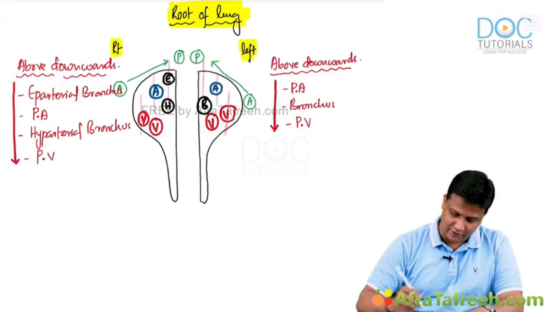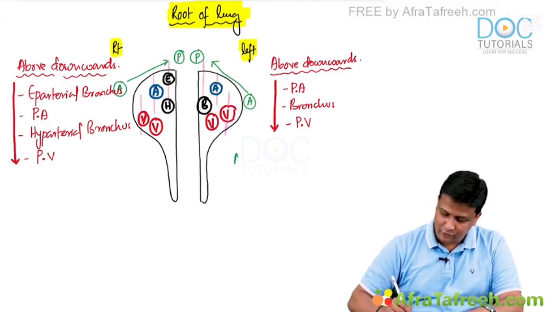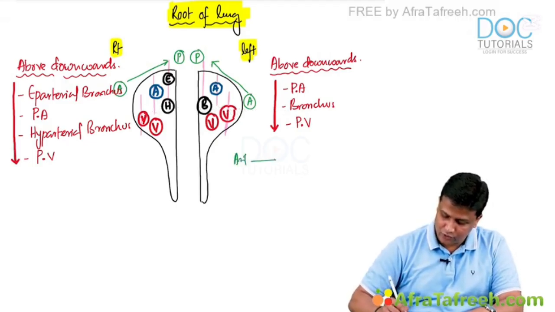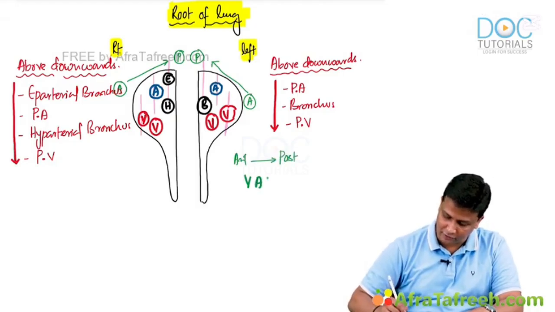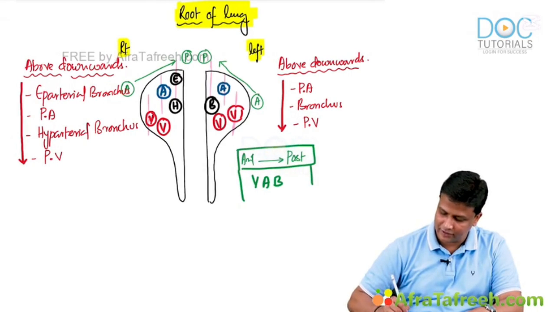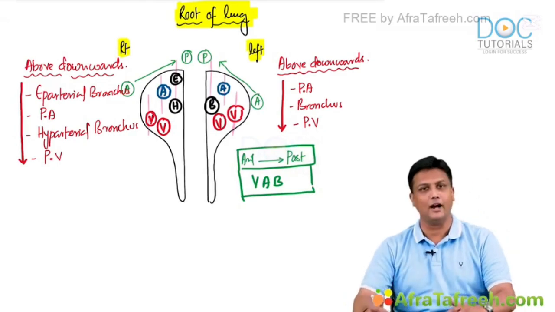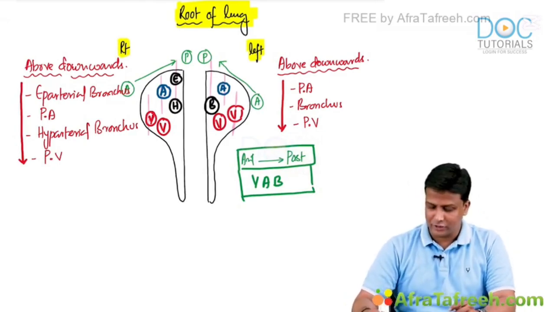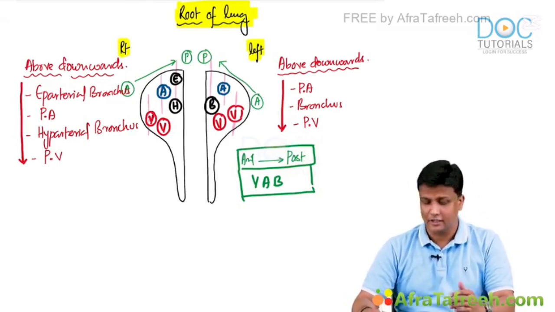So, let us write it here and finish it off. When you are going from anterior towards posterior, the arrangement of the structures will be first the vein, followed by the artery, and then followed by the bronchus. And thank God we do not have to learn it separately for the root of the right lung and left lung. It is the same for both of them. It is vein, artery and bronchus. That is the best way to learn here: the arrangement above downwards and then antero-posteriorly.